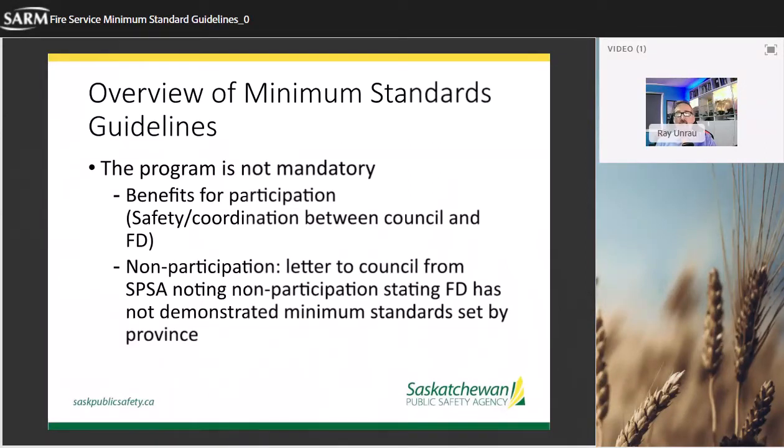At the same time, we don't want to take an approach that's going to penalize communities for the sheer fact that they're small. So we're not making this program mandatory. This is a voluntary process where you can choose to participate or choose not to participate. The benefits of participation are, in our mind, very clear. We see a direct correlation between enhancing safety after the standards have been implemented, compared to the current conditions we have now.